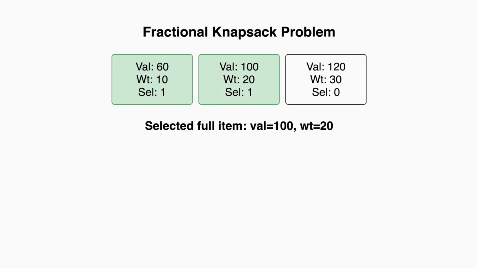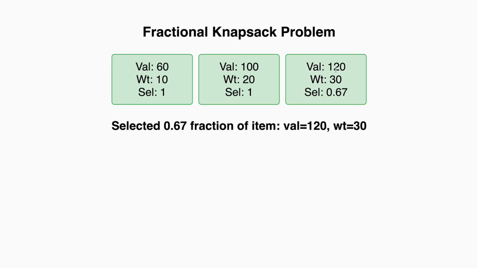Now we move to the third item. Here, the total weight is 30, but the remaining capacity is 20. So we can only take 20 by 30 of it, which is 0.67, the fractional value. Only that much we can take of this overall value, which will actually be 80. So now the total value that we have got is 80 plus 100 plus 60, which is 240. And so my maximum value is 240.